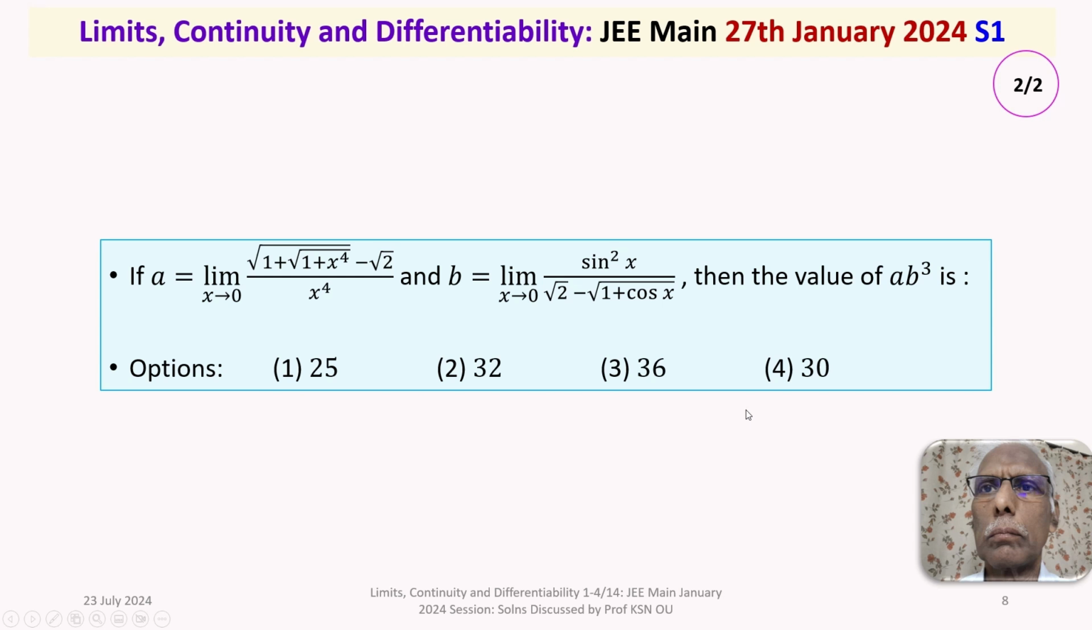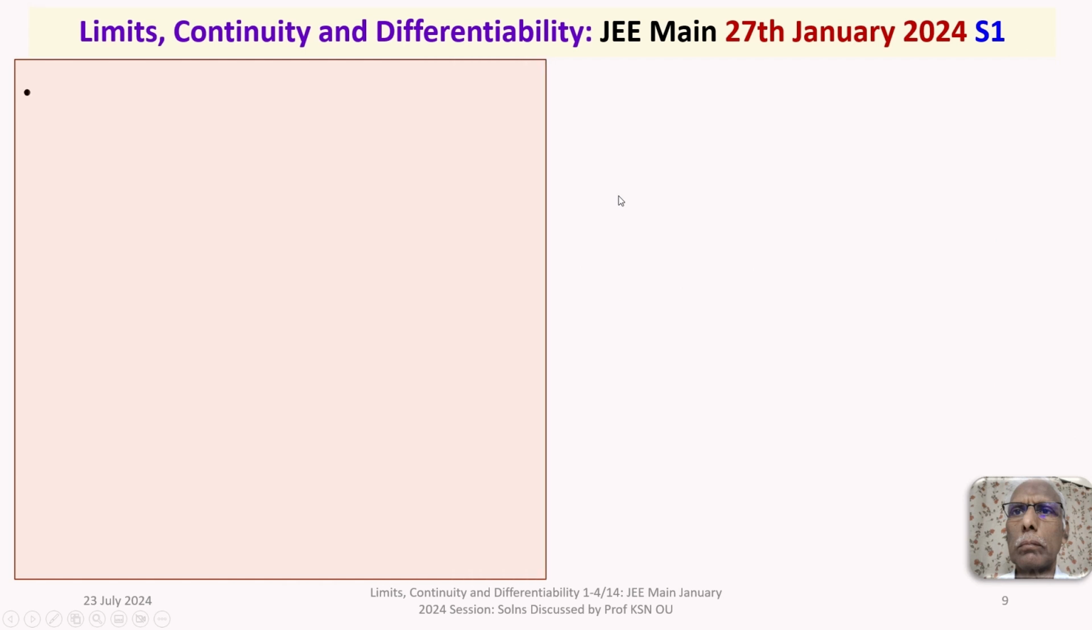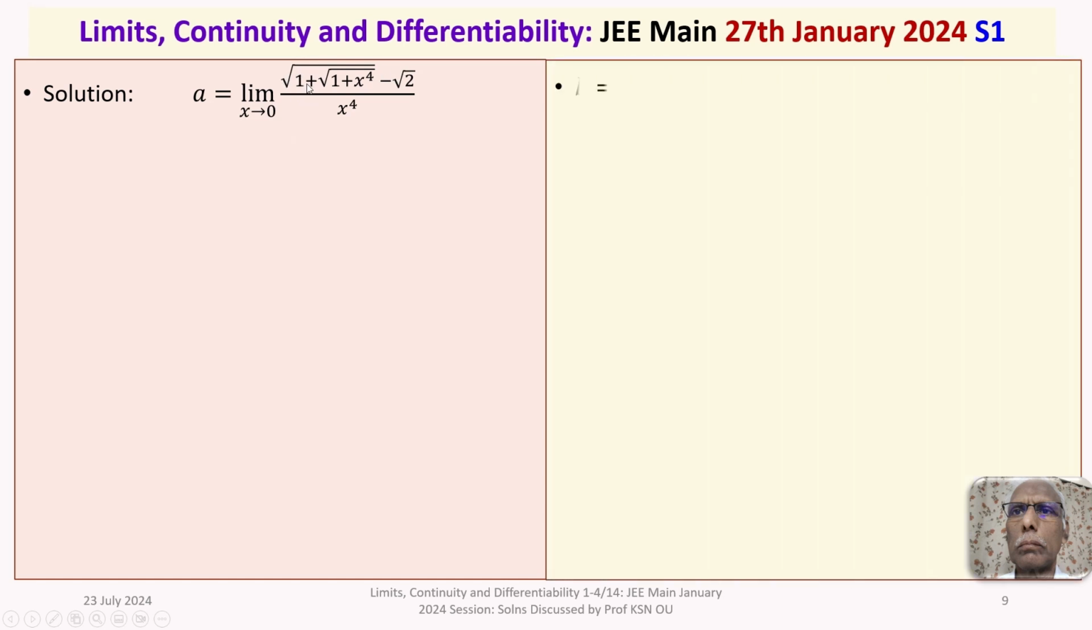Right. Let's now discuss the solution of this problem in detail. We first consider A. Limit x tends to 0 of under the square root of 1 plus under the square root of 1 plus x to the power of 4 minus root 2, whole by x to the power of 4. B is limit x tends to 0 of sin square x by root 2 minus under the square root of 1 plus cos x. Let's first evaluate A.